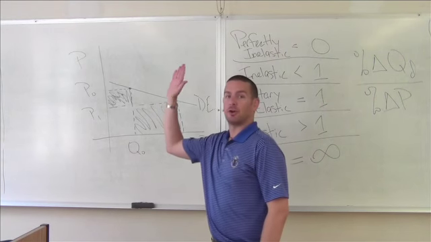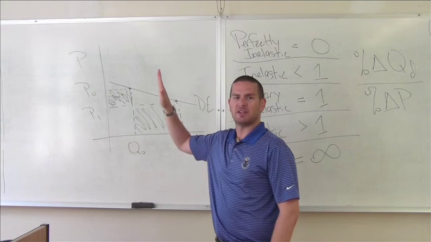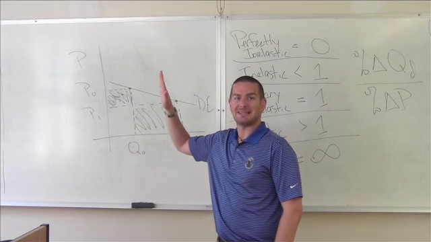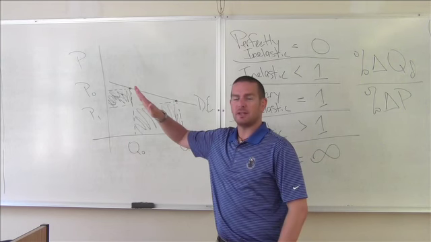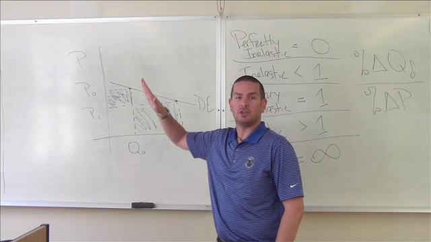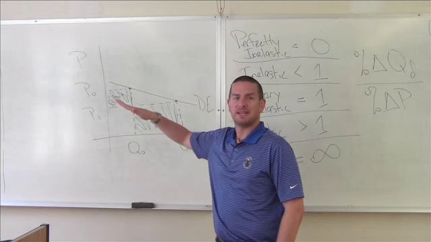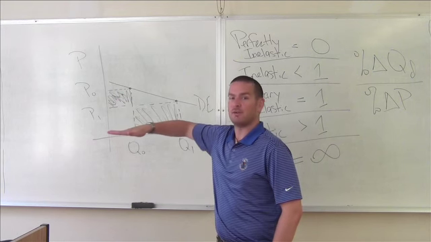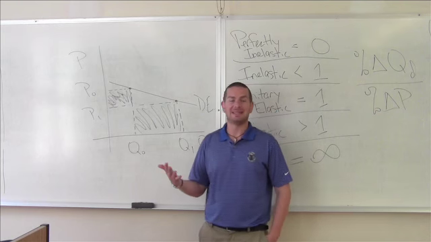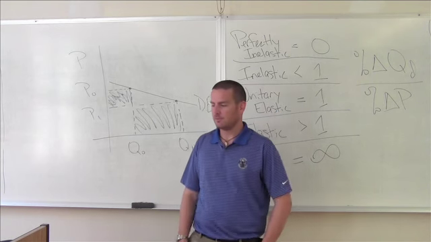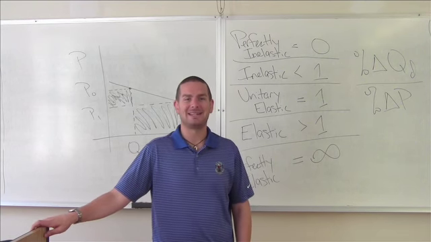Okay, so you have a vertical one that's perfectly inelastic. Then you have one that's fairly vertical, which is inelastic. Then you have one that's exactly equal to 1, that's unitary. Then you have one that's basically horizontal, that's elastic. And then you have one that's perfectly horizontal, which would be perfectly elastic. Okay? So that's going to wrap up our discussion of elasticity now.